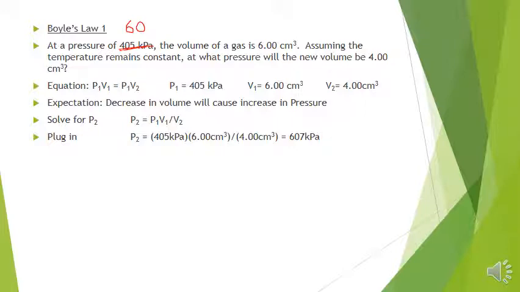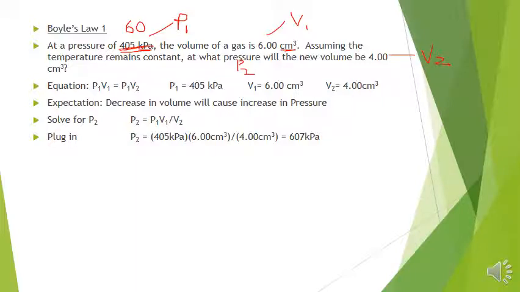And the volume is 6 centimeters cubed. Now, the key thing with Boyle's law, you don't have to do any unit changes, okay? You keep the units kPa and centimeters cubed. All right, so this is our initial, this is our beginning, so this would be P1, and this would be V1. All right, so we're going to assume the temperature is constant, and now what we want to do is find the pressure, so what is P2 if now the volume is 4?